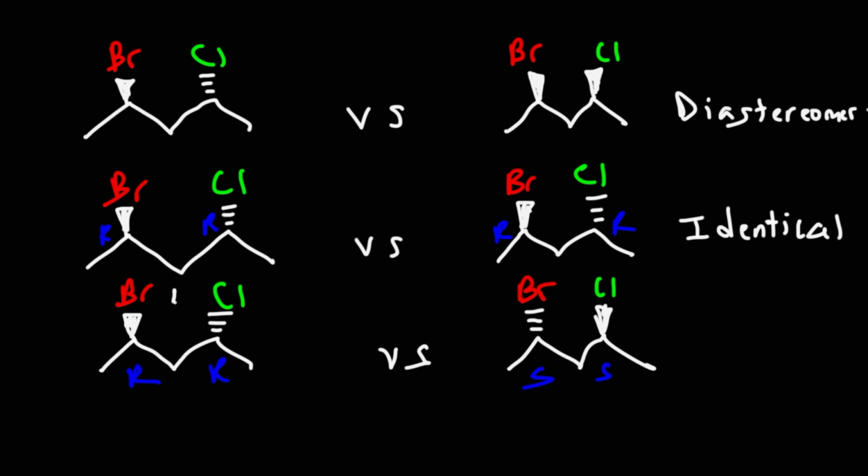Now, to distinguish them, look for a plane of symmetry. Here, these are different, so there's no plane of symmetry, so it's going to be enantiomers. Enantiomers are optically active. They do not have a plane of symmetry. Meso compounds, they're optically inactive. They do have a plane of symmetry.